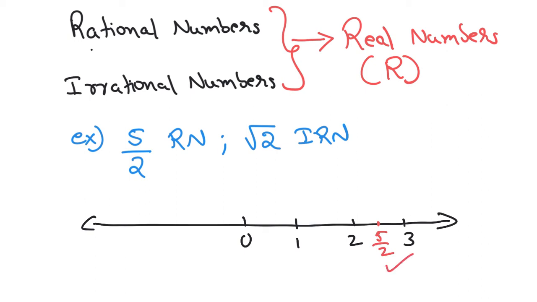And we also saw, can I mark square root 2 on a number line? Yes, that means I can mark both rational numbers as well as irrational numbers on a number line. So, can I call this number line a real number line also? Real number line? Yes. So a number line can also be called a real number line because we can mark both rational numbers as well as irrational numbers on it.